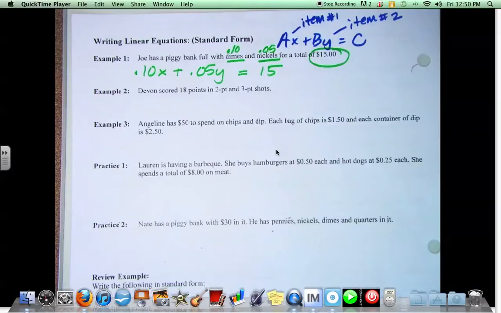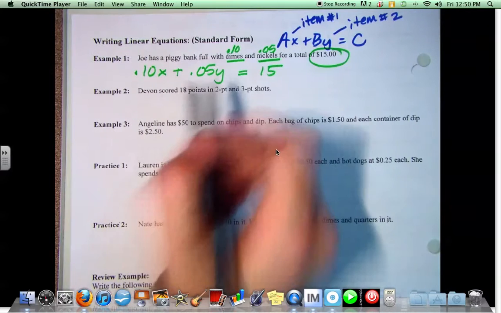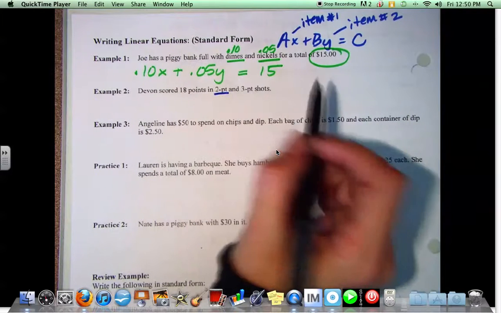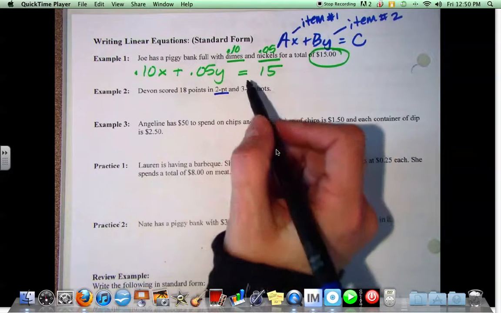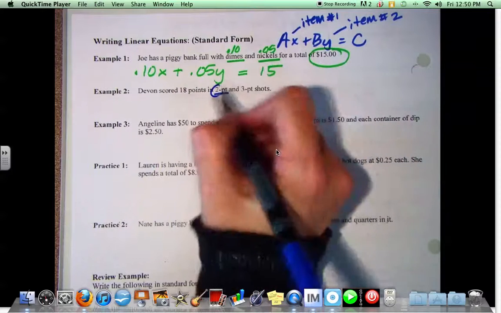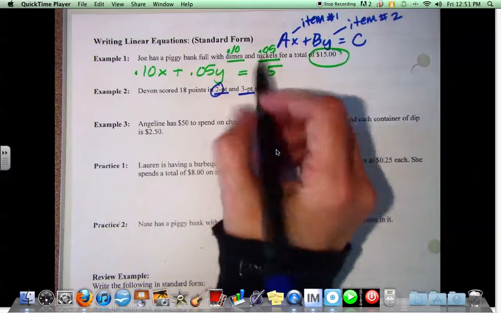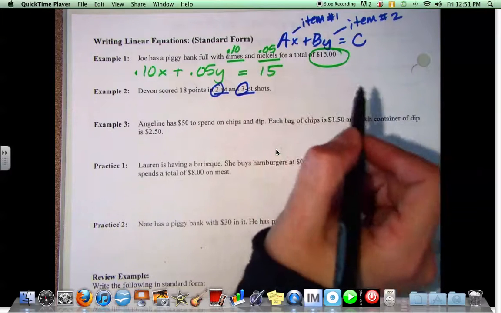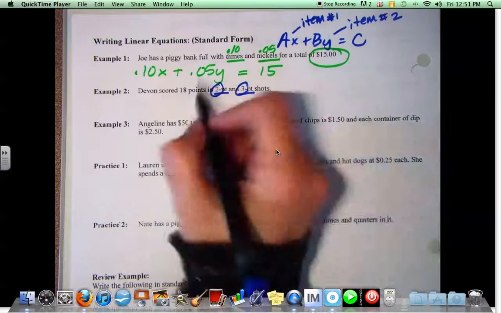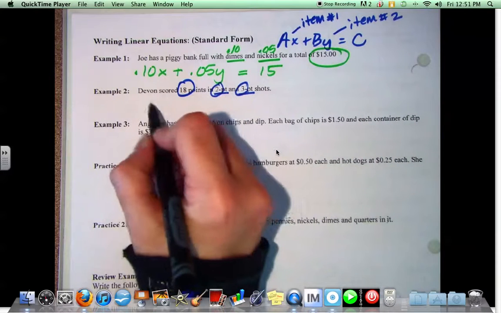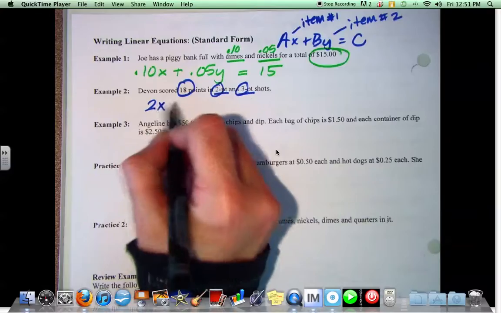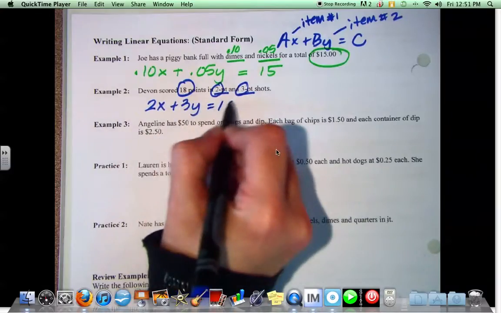All right, example 2. Devin scored 18 points in 2-point and 3-point shots. So what's our first item? 2 points. And what's its value? 2. What's the second item? 3 points, and its value is? 3. And what's the total value of these items? 18. So we would write it as? 2x plus 3y equals 18.